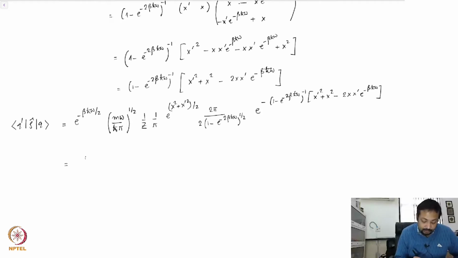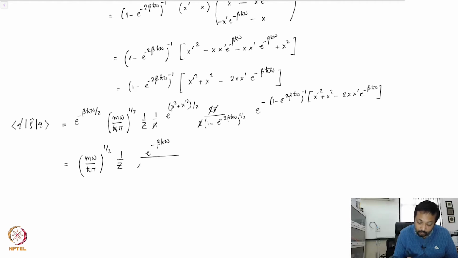So this is going to be (m omega over h bar times pi) raised to the power half. Now this pi cancels, this 2 cancels, therefore nothing I have to worry about. I have 1 over z, and then this is e to the power minus beta h bar omega times (1 minus e to the power minus 2 beta h bar omega) raised to the power half.